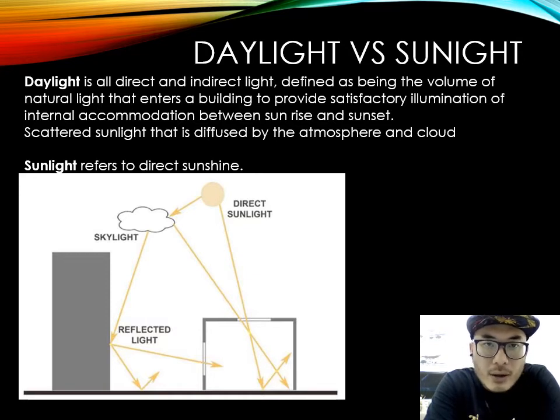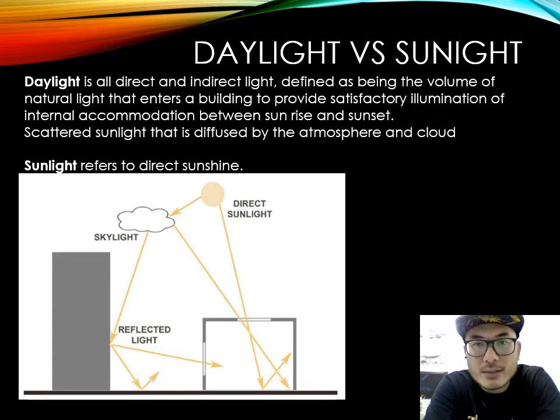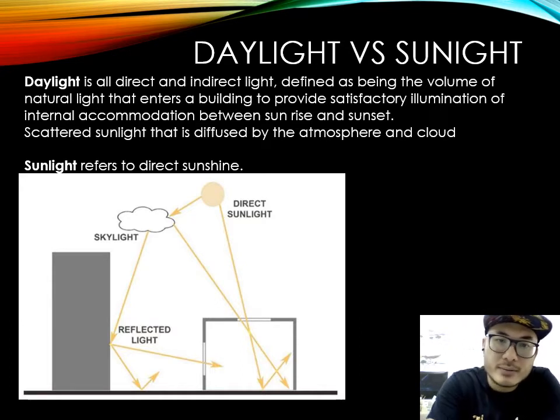Daylight is all direct and indirect light, defined as being the volume of natural light that enters a building to provide satisfactory illumination of internal accommodation between sunrise and sunset. It is also scattered sunlight that is diffused by the atmosphere and cloud. However, sunlight refers to direct sunshine.